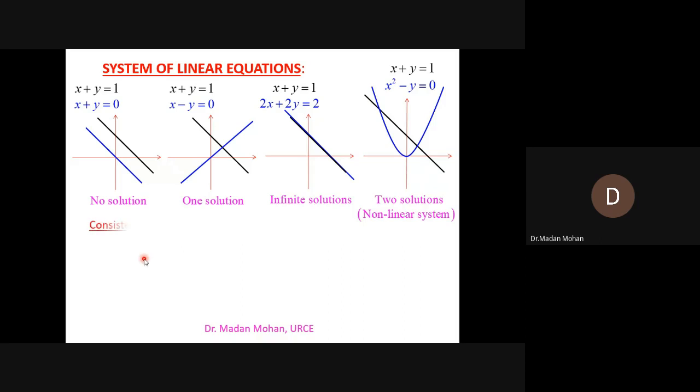Now the words. Consistent means has at least one solution. If you have at least one solution, we call it consistent. Here, the second or third, these 2 are consistent. The first one is not consistent, we call it inconsistent. The words I am explaining, consistent and inconsistent: inconsistent has no solution. Of course, the last one is consistent, 2 solutions, but it is non-linear. We are not interested in this topic.